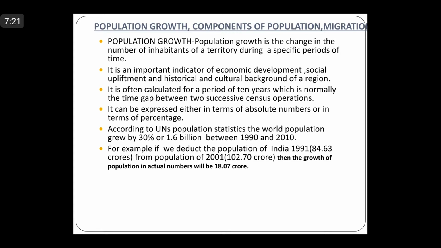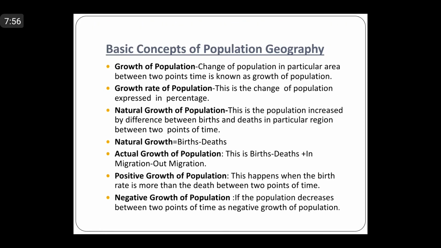We'll have to simply deduct the population of India from the 1991 census, that was 84.63, from the population of 2001, that was about 102.70 crore. Then the growth of population in actual numbers will be 18.07 crore. So that was about the population growth. So it is expressed in 2 ways. Which 2 ways? Absolute numbers and in terms of percentage change per year.